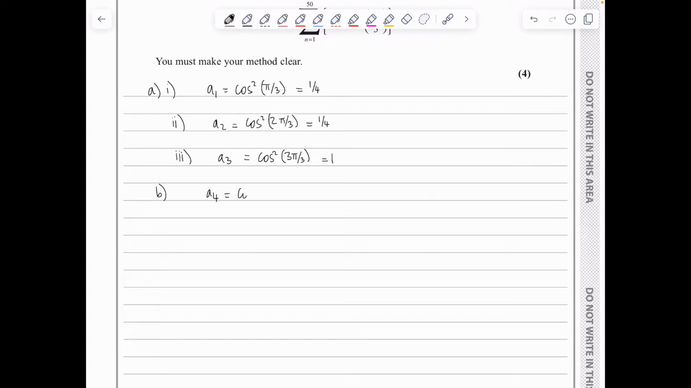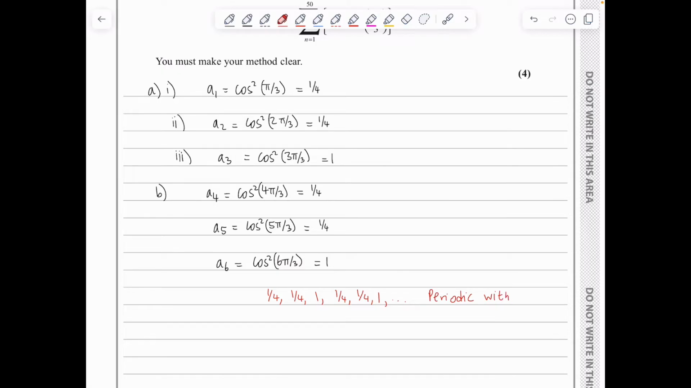So a4 is cos squared of 4 pi over 3, and this gives an answer of a quarter. a5 is cos squared of 5 pi over 3, which also gives an answer of a quarter. And a6 is cos squared 6 pi over 3, which gives an answer of 1. So we see that this sequence goes a quarter, 1, then a quarter, 1, and it keeps repeating. So we conclude that this is periodic with order 3.